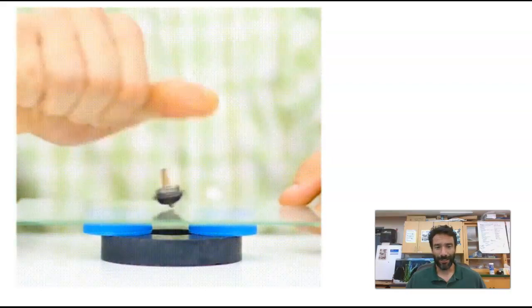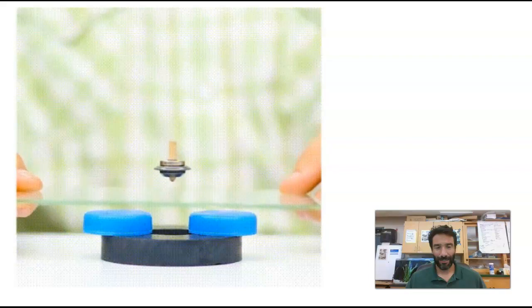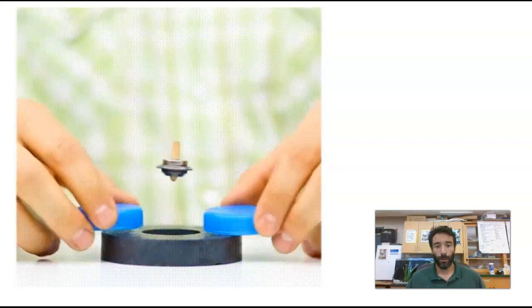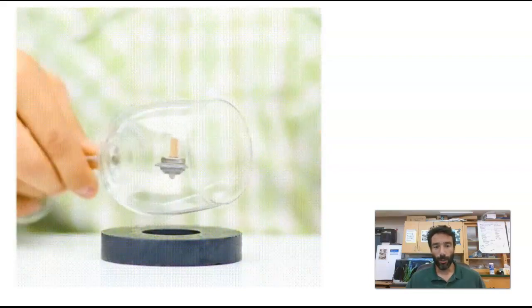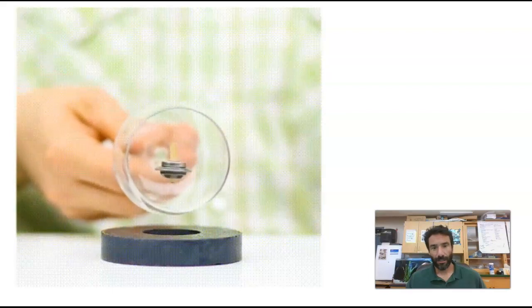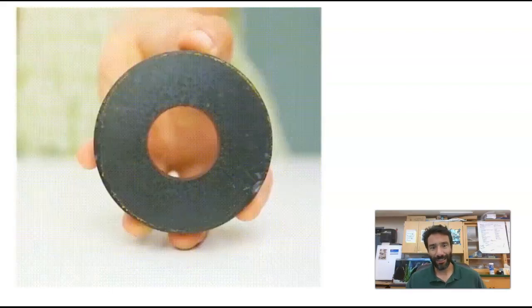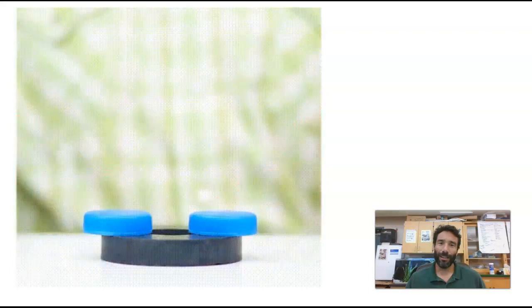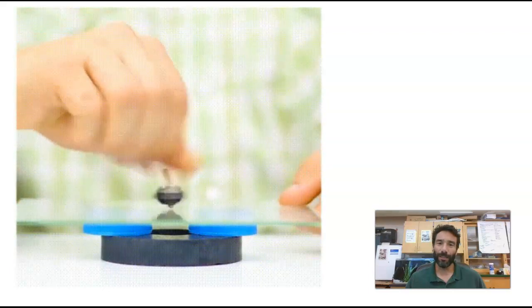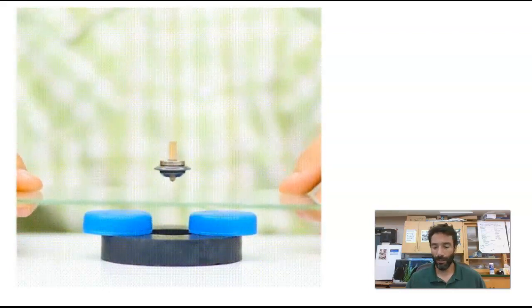What's he doing? Whoa, whoa. Yo, is that magic? Nah, bro. That's magnetism. Let's get awkward.